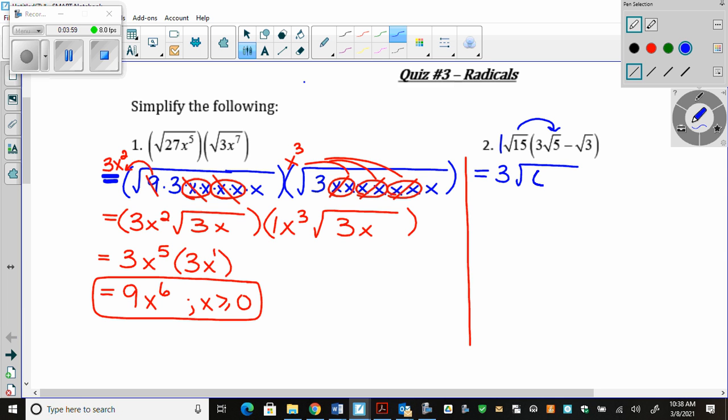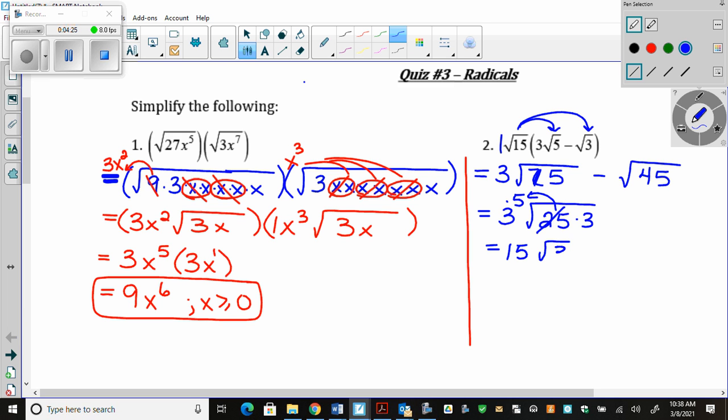what is it? 75 again, guys. It's an addiction. 75. And then minus root 45, right? Then can we reduce? 75 becomes what? 25 and 3. And the 25 comes out and it's a 5. Then this cancels off and I get 15 root 3.